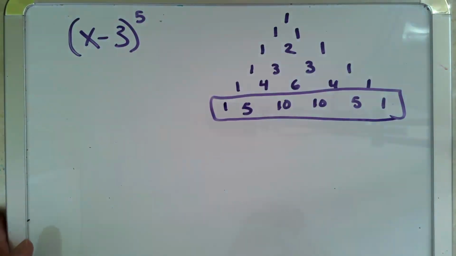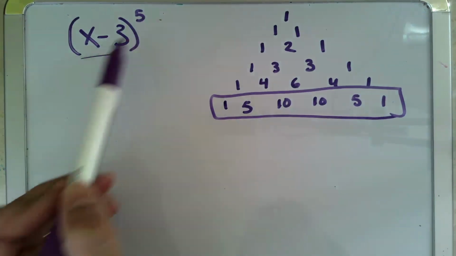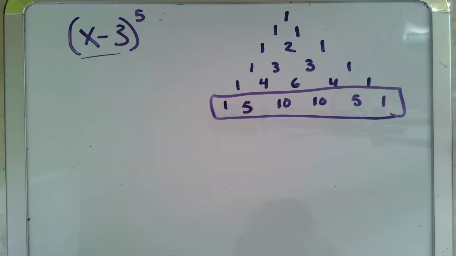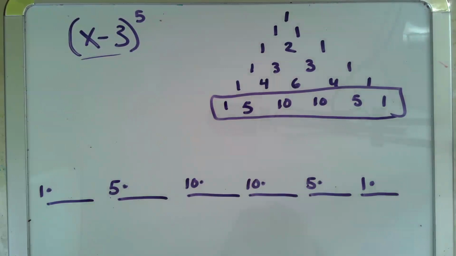Now, those are the coefficients of my 6 terms after I multiply this times itself 5 times and combine like terms. So I'm going to go ahead and give myself 6 spaces, and I'm going to place these coefficients there. All right, so those are my coefficients. Now, what happens next is the following.